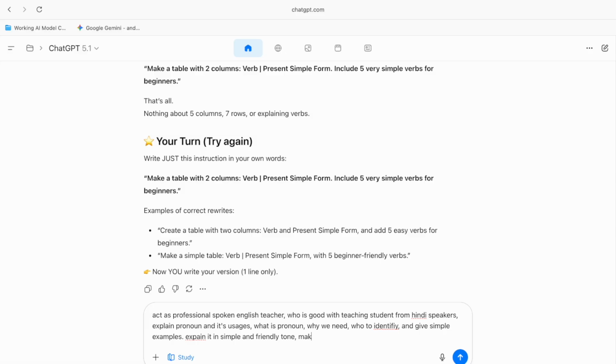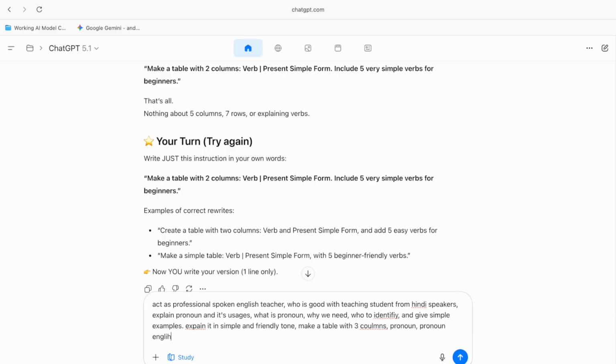So make a table. Table spelling, a table. Make a table with 3 columns. First pronoun, English word, written in Hindi, and then examples. I made the columns, but I also need to say, for example, how many rows. Just start with this. Let's see what is happening.